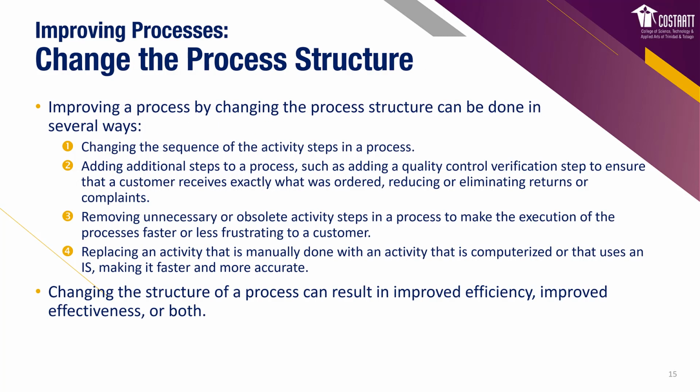So, let's change the process structure. Improving a process by changing the process structure can be done in several ways. 1, changing the sequence of the activity steps in a process. So that's structural. And instead of doing things 1, 2, 3, 4, 5, we might decide it might be more useful to do 3 before we do 2. Now, I'm not talking about counting. I'm talking about what those numbers represent in terms of what the activity is. All right.